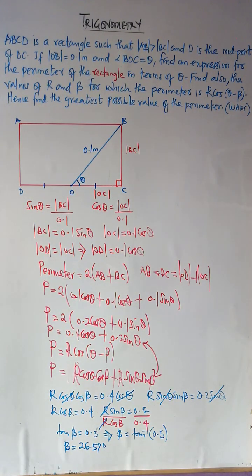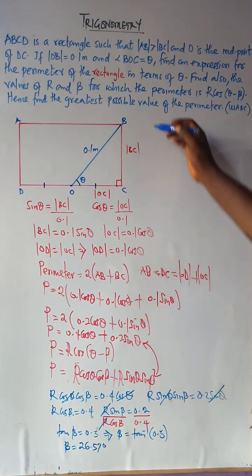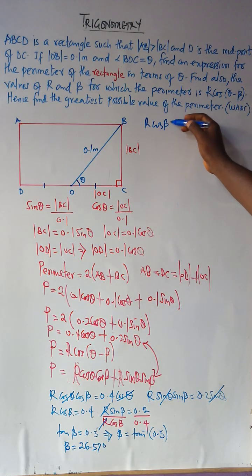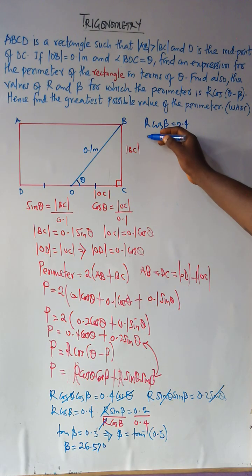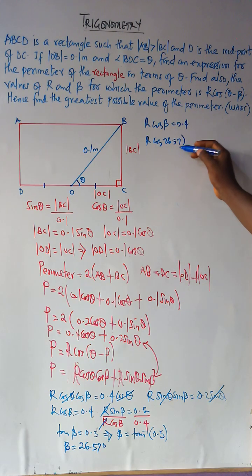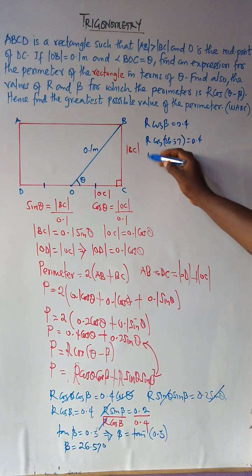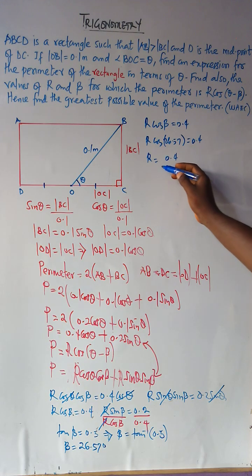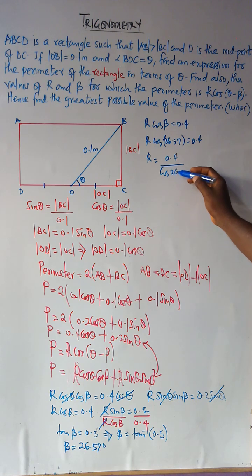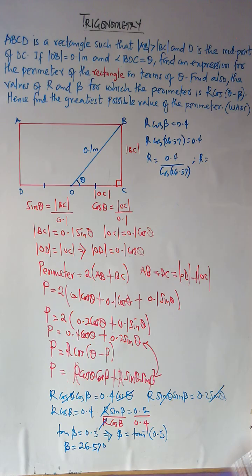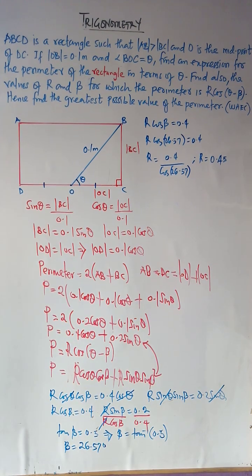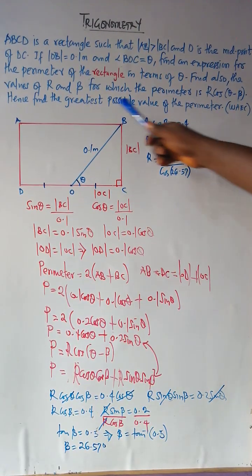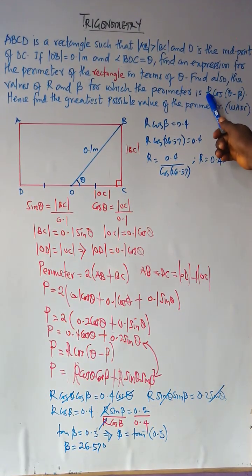You can come back to any of these relations. You can use this one. Since r cos beta is 0.4, and I know beta to be 26.57, from here r directly will be 0.4 divided by cos 26.57. Hence, the value of r would be 0.45. So we are done with the first part: the value of r and beta, for which the perimeter is this.